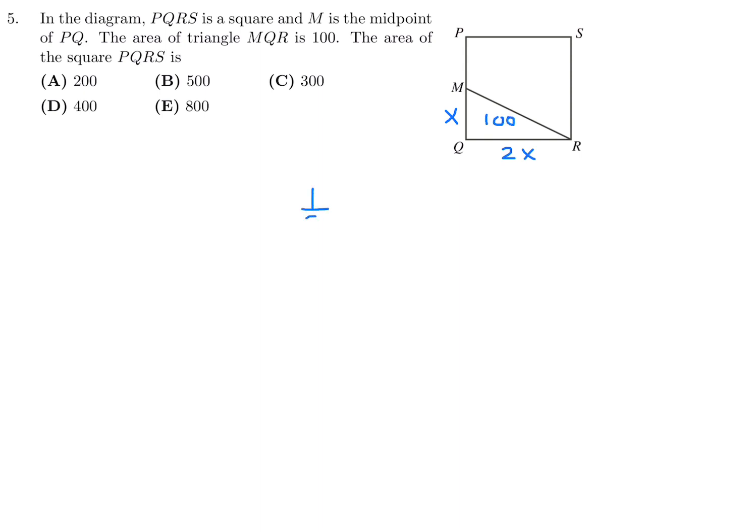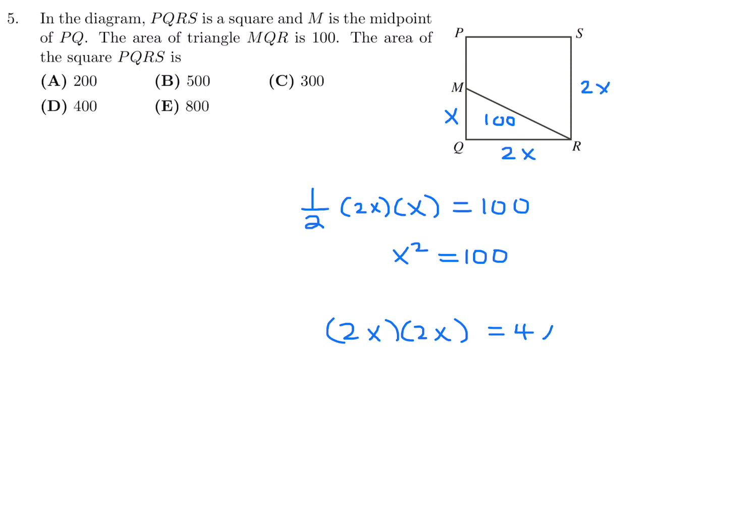So the area of a triangle is 1/2 base times height, which would be 1/2 times 2x times x, and that's 100. So this means that x squared is 100. The area of the square is 2x times 2x, and that is 4x squared. X squared we just figured out was 100, so therefore that is 400. So number 5, the answer is D.